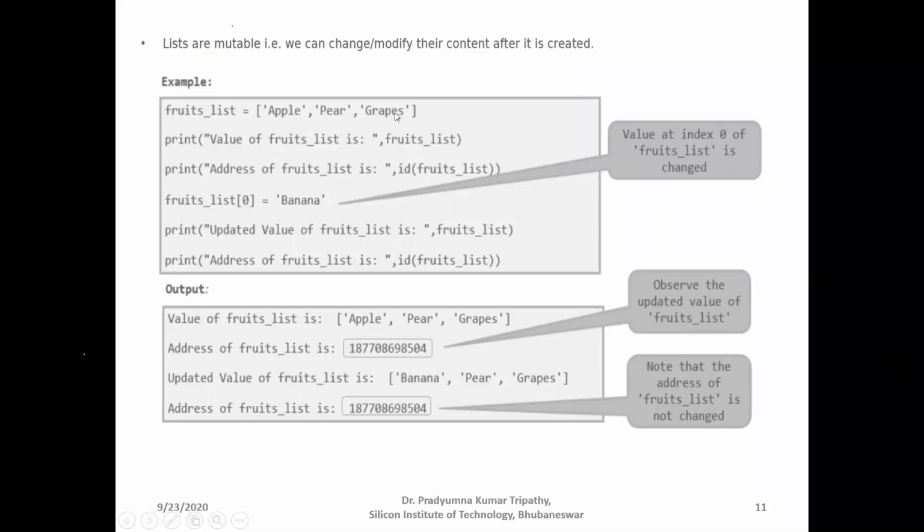So whether you change any value inside the list, add elements, delete elements, or change elements, it will point to the same location, because the list is the object and the starting address is being stored over here. Is it understood? Yes, sir.